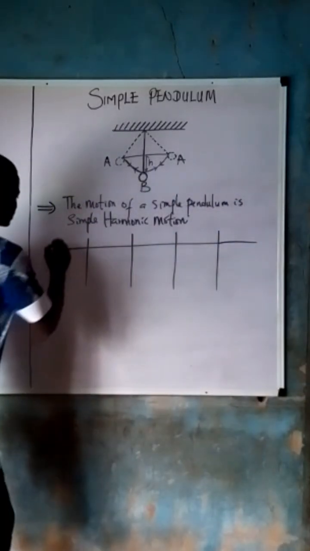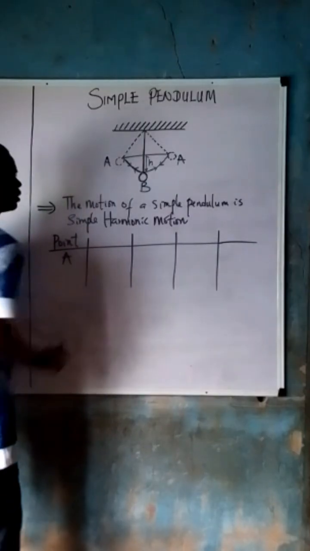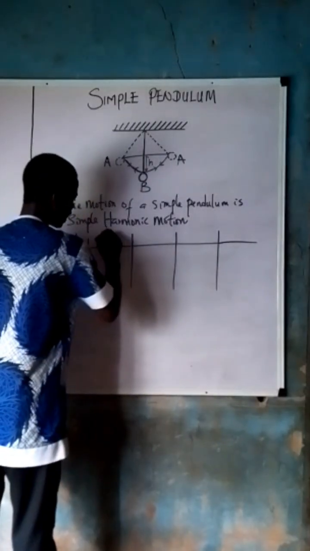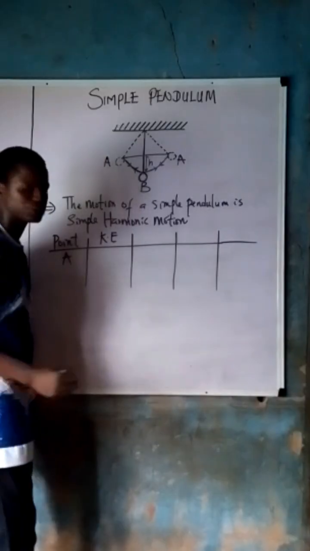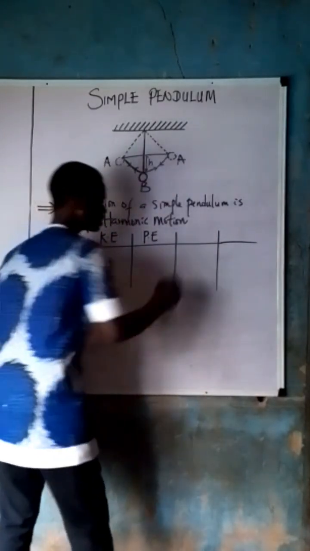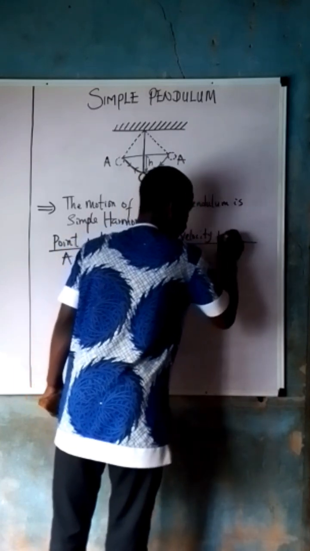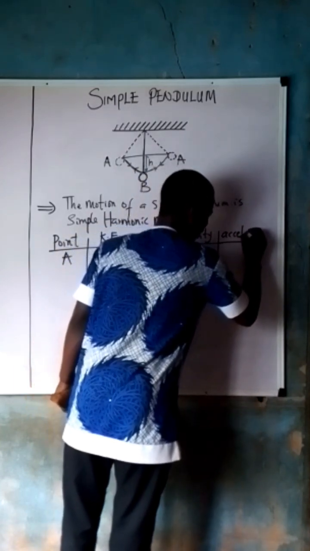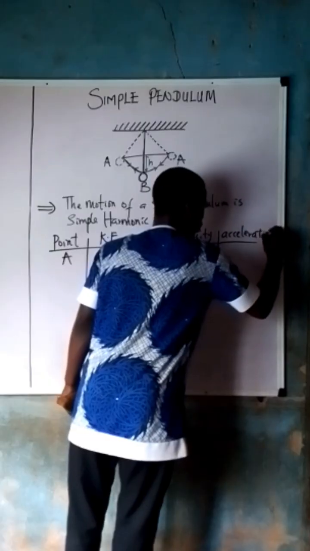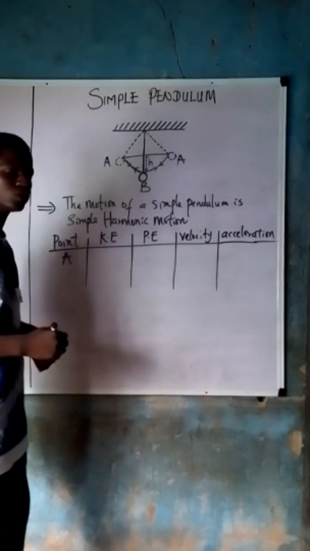Alright? So let's call this point A. Now what happens at point A? What happens to the kinetic energy? What happens to the potential energy? What happens to velocity? And lastly, what happens to acceleration? All these must be known by heart.